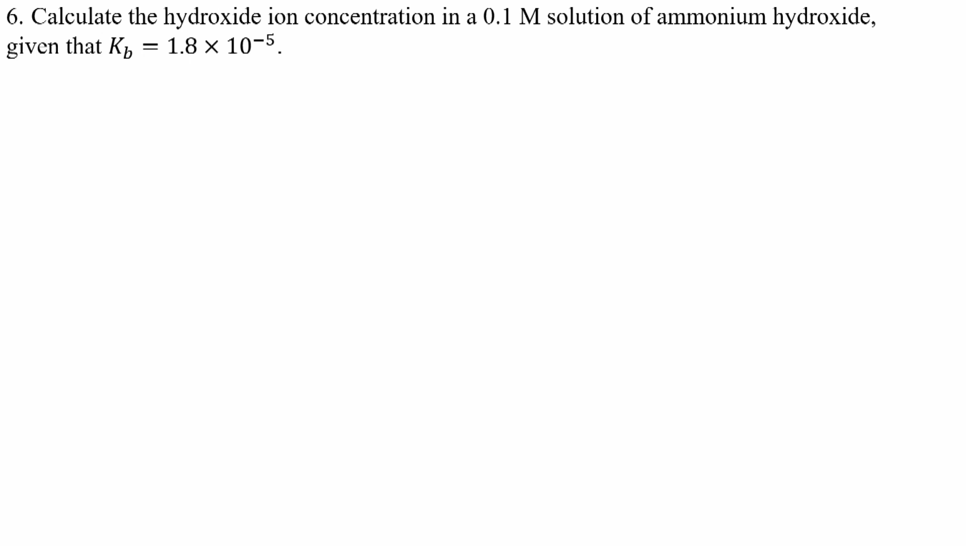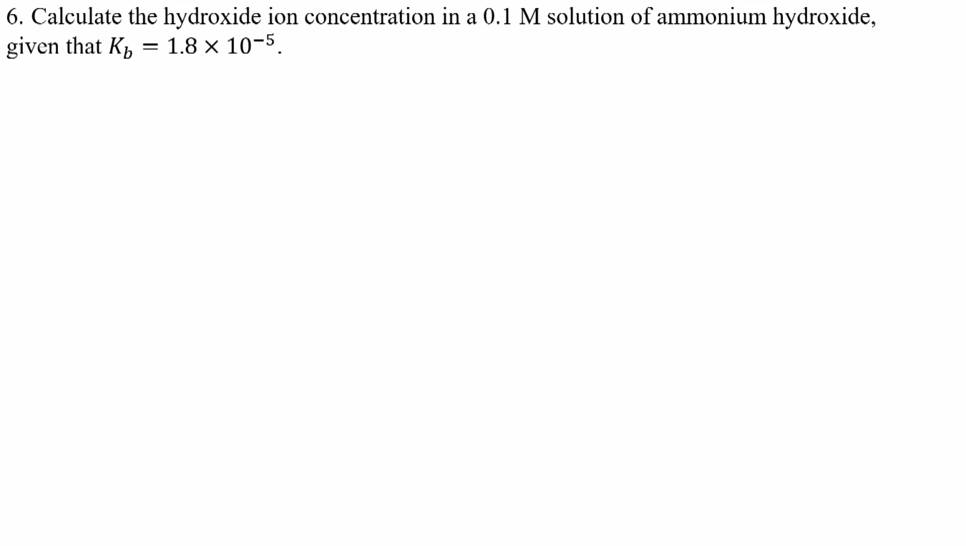Problem number 6 says calculate the hydroxide ion concentration in a 0.1 molar solution of ammonium hydroxide given that Kb is 1.8 times 10 to the minus 5. So, here ammonium hydroxide is a weak base, right. So, we need to calculate the concentration, okay, using the value of Kb. Okay. So, ammonium hydroxide, NH4OH, is a weak base.